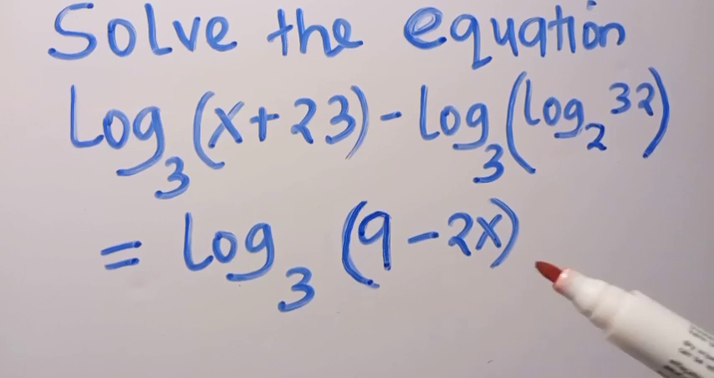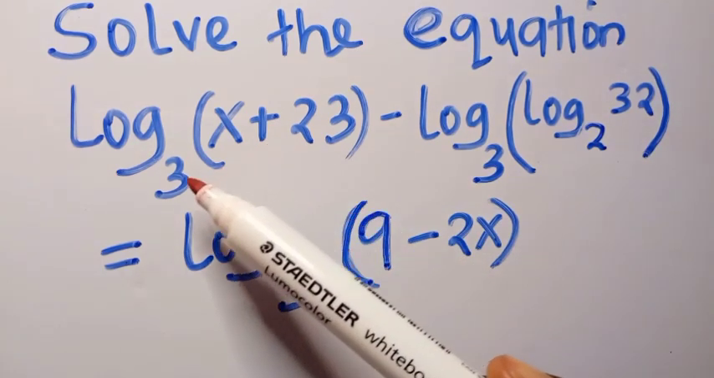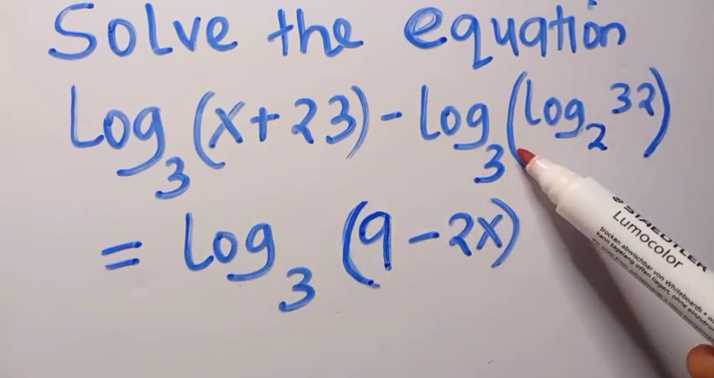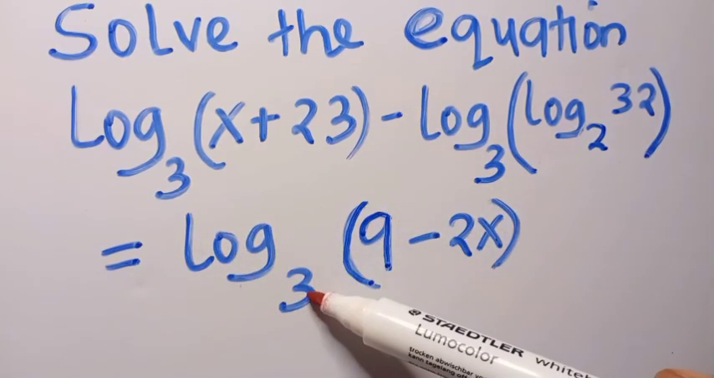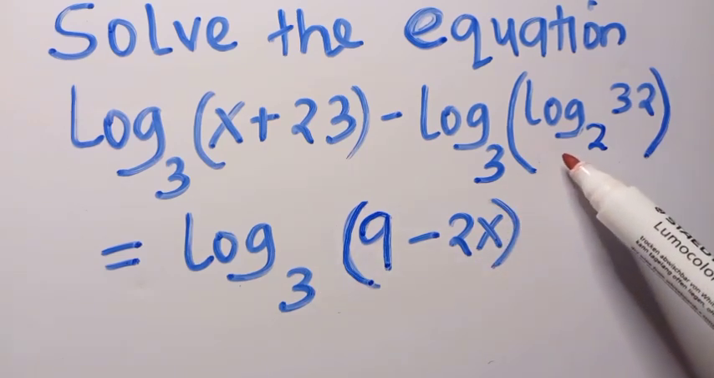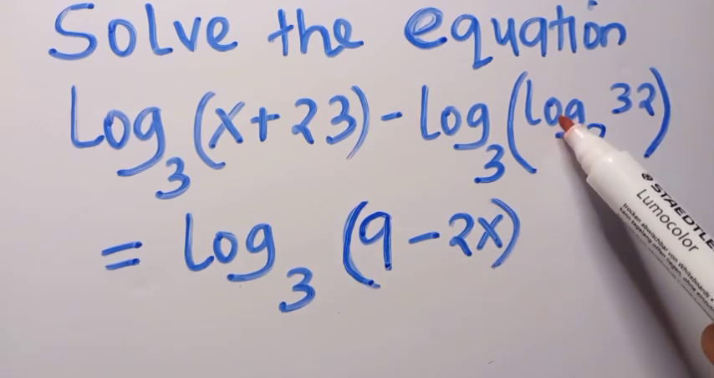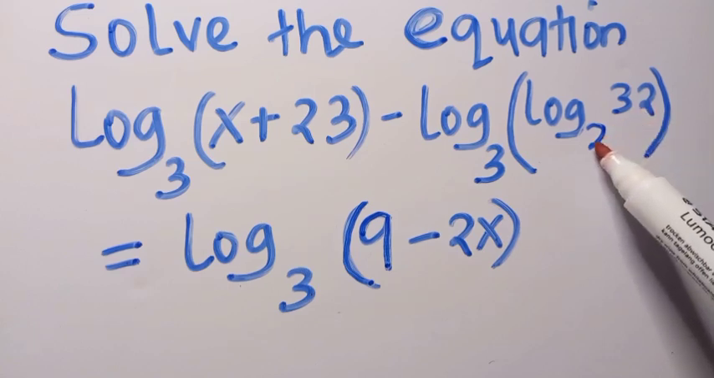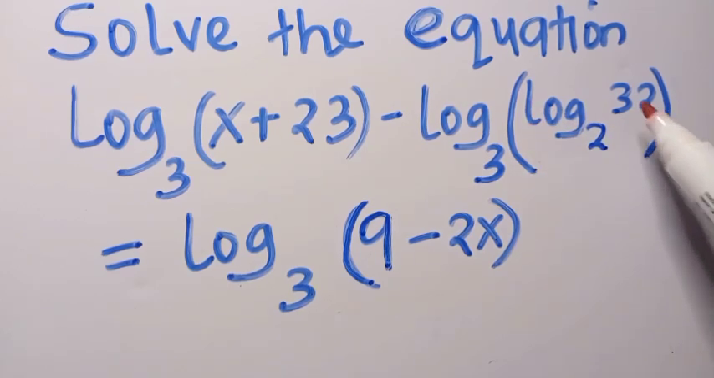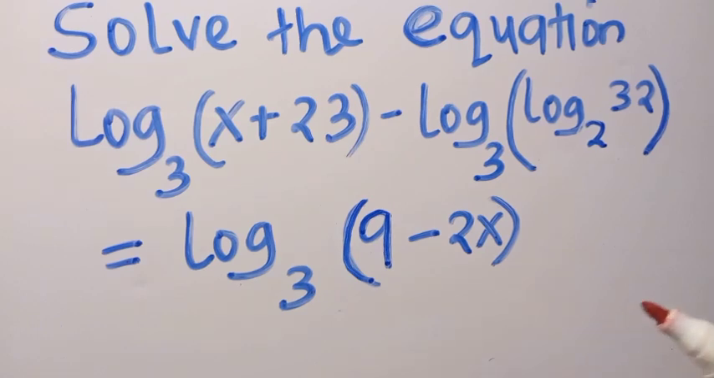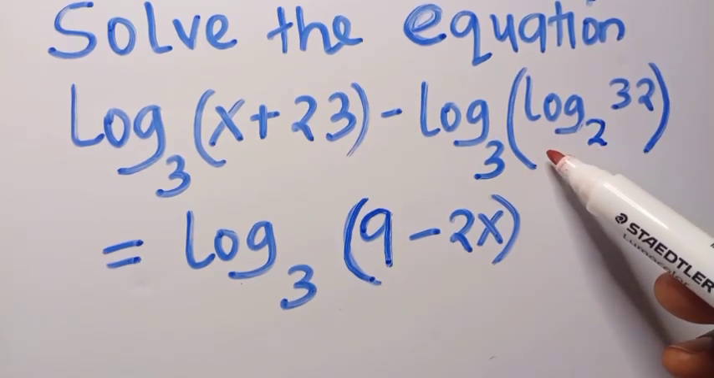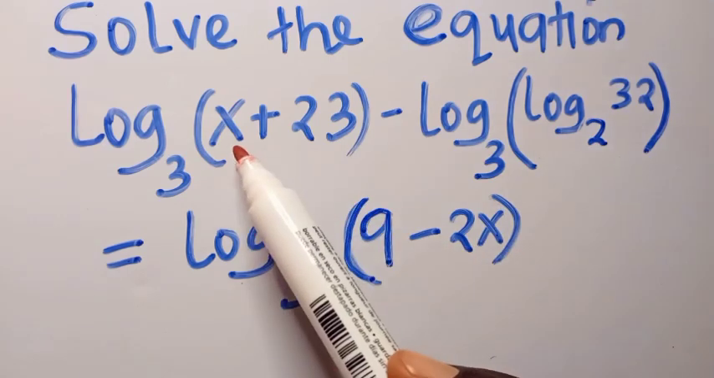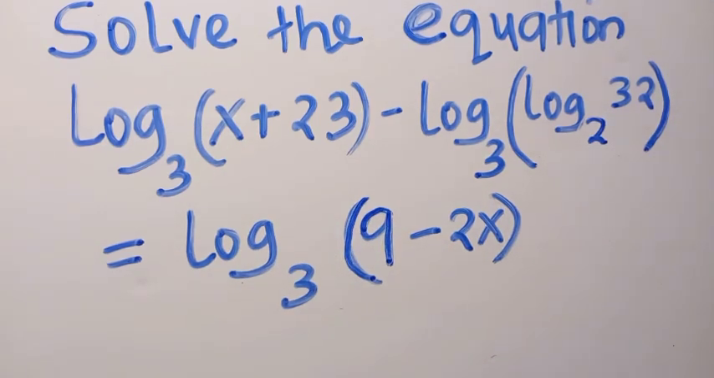The first thing that we shall do, since all of these are logarithms to base 3, this one is a logarithm to base 3, and this one is a logarithm to base 3, the only unique thing here is this one, the logarithm of 32 to base 2 that is in the bracket. What we will do is first solve this, then proceed to solve for the value of x. Now, let us have a look at the solution.